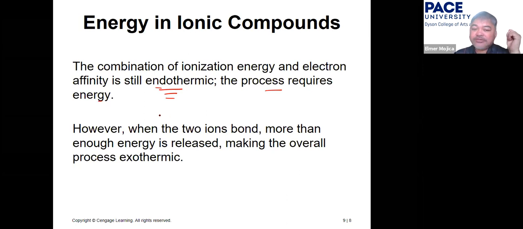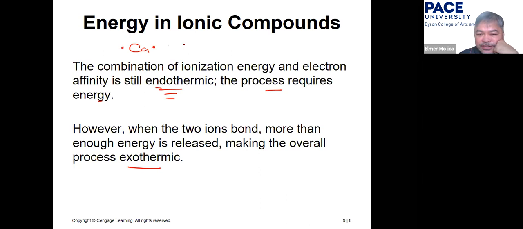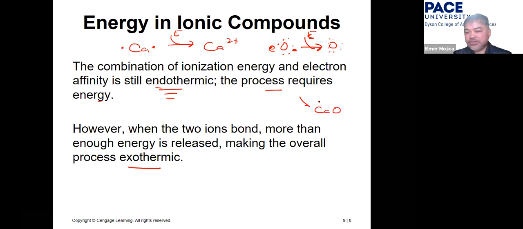However, they found out when the two ions bond, more than enough energy is released, which means you have an exothermic process. So how come you have a calcium that forms into calcium 2 plus, you need energy, and then you have an oxygen, you need energy when the electron is introduced there, but when they form the calcium oxide, there's much energy that is released, or the overall process is exothermic. So that means there's an excess heat that was formed.